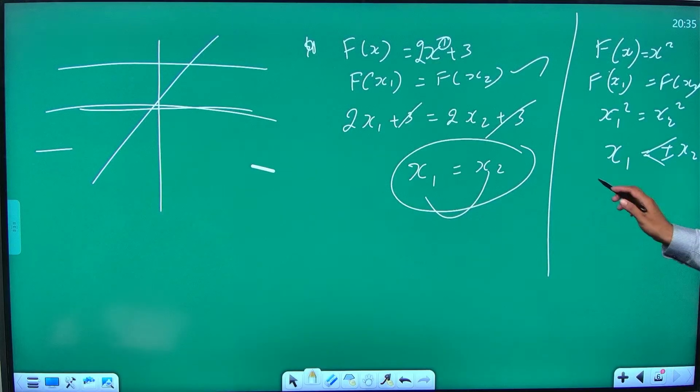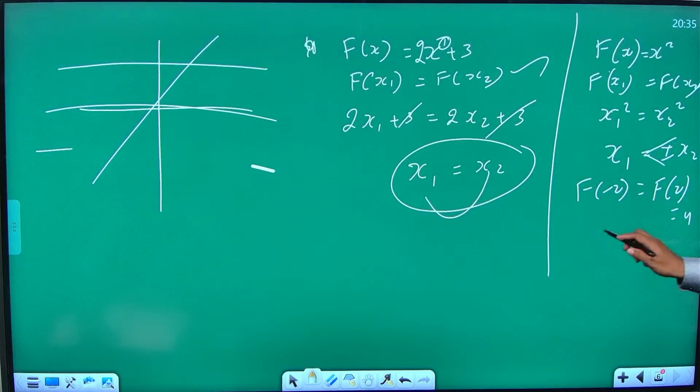So what can we do? I can show here f of minus 2 is equal to f of 2 is equal to 4. So both have the same value. So I can conclude that x1 is not equal to x2 for f of x1 and f of x2 being equal. Understood? So you can write both. I don't mind. This is the more professional way.